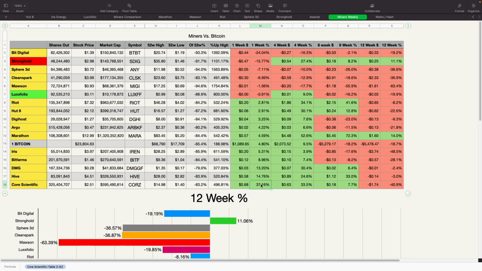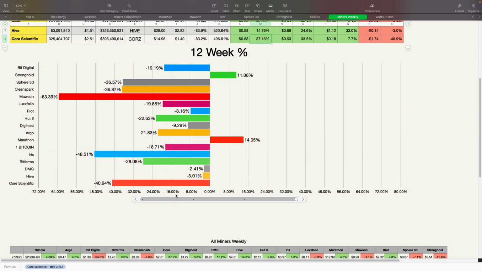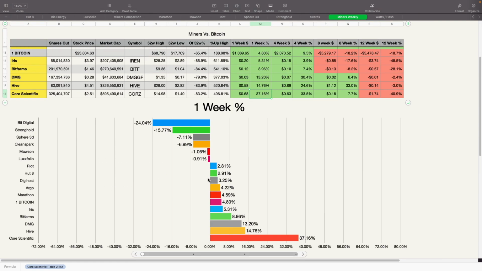My dad actually started buying Core this week, and he's getting into it as well. So disclosure there. And obviously looking at the chart here, we can see everybody is pretty much down. Core Scientific is up the most.